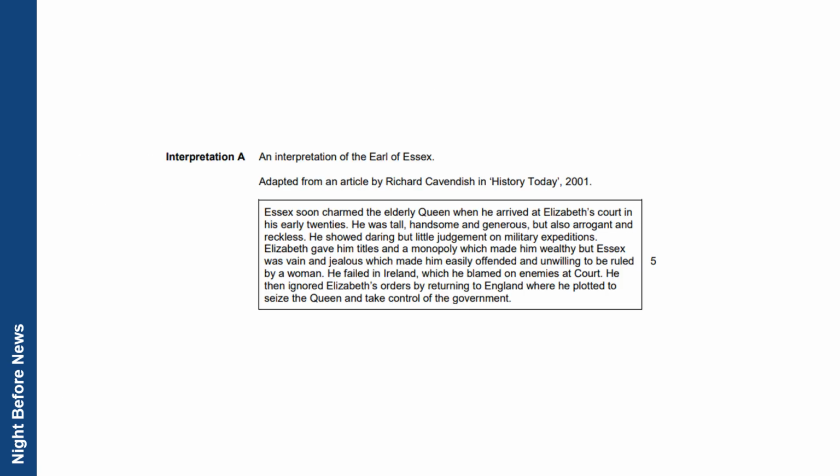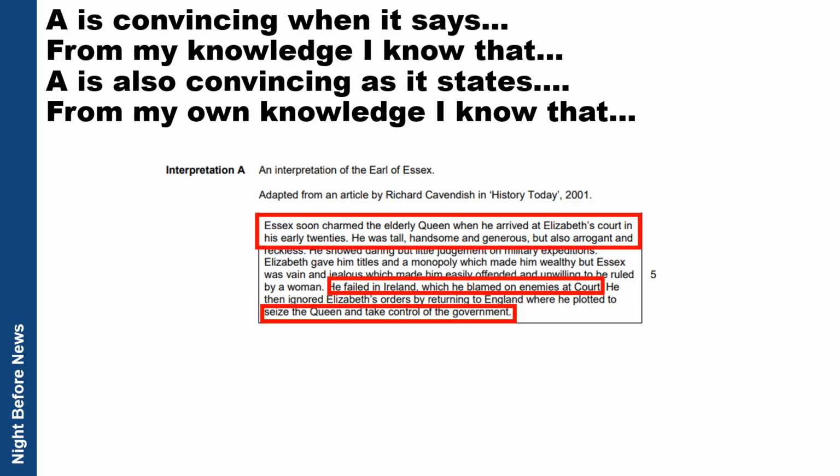So for example, you're going to get an extract like this. This one here is about the Earl of Essex. It's an adaptation from an article by Richard Cavendish in History Today in 2001. So the first thing you're going to do is have a look at where it comes from, what the theme is, and then you can start to pick out some of the key points. So as you read through the interpretation, what you might want to do is start highlighting some of the key areas. So for example, the first point says, Essex soon charmed the elderly Queen when he arrived at England's court in his early 20s.